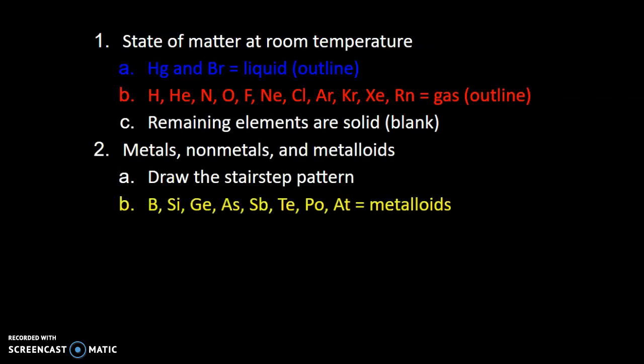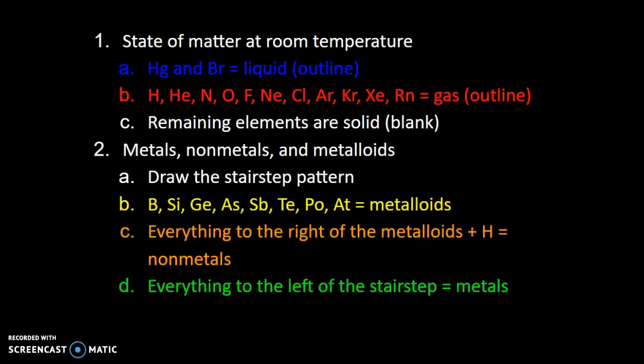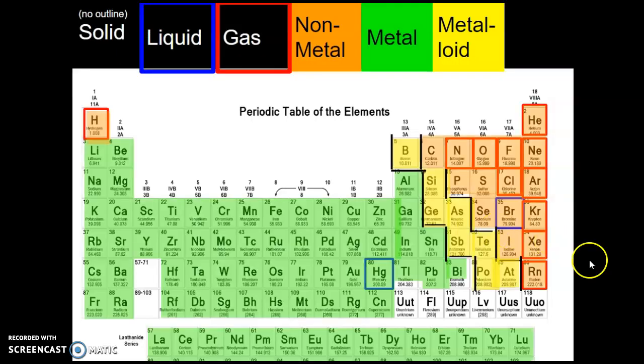Now, our metals, nonmetals, and metalloids. The metalloids, let's start with the staircase right here. Draw the staircase, indicate these metals. Now would be a good time to go ahead and pause and go ahead and color your periodic table based on this shading.